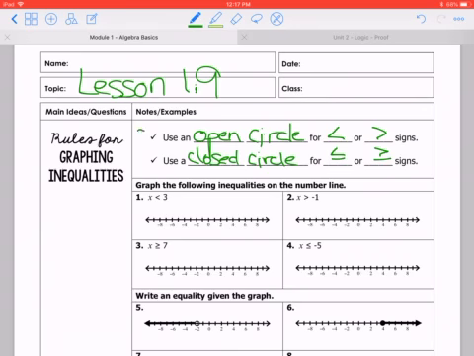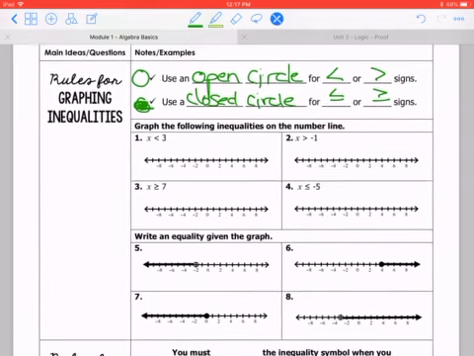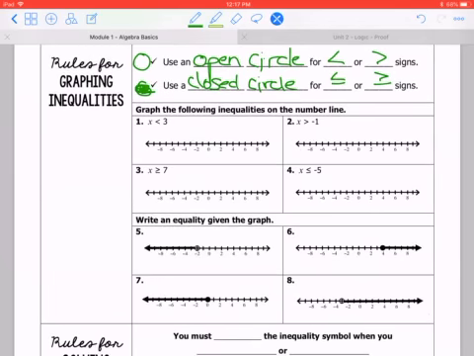So open circle looks like this. Closed circle means that it is filled in, okay? And that's pretty much the rule. So if we're going to start here, we're just starting with graphing. So if we could do a couple examples.